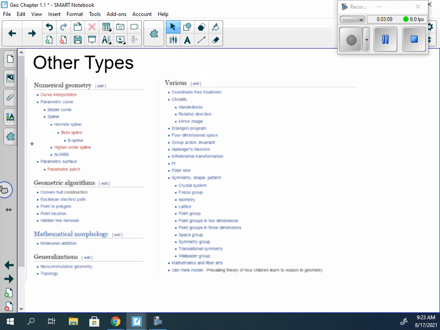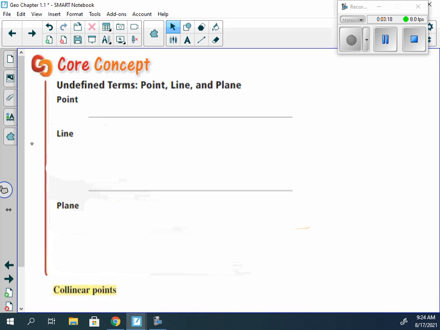And then we have other types of geometry that follow kind of more of a different line. So all of these here are some of the different types of math that there are, but we're mainly going to focus on Euclidean geometry. We're not going to focus into other types.